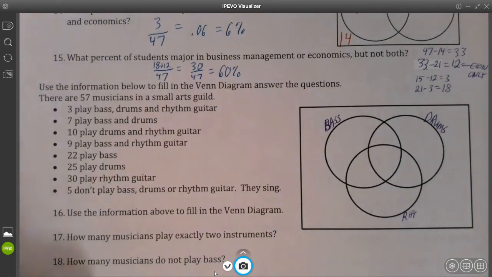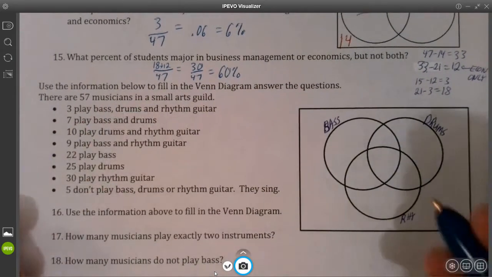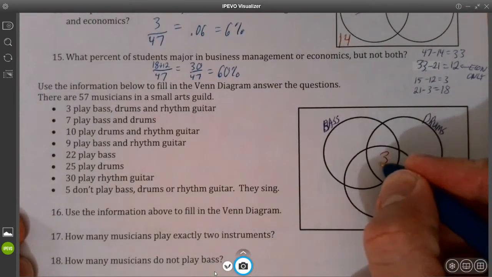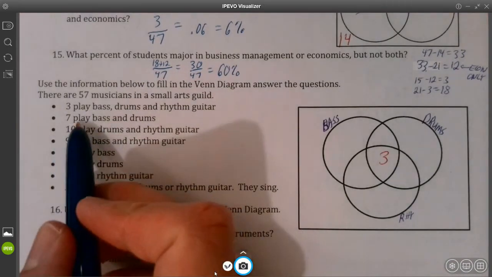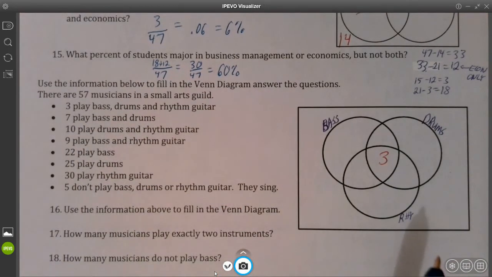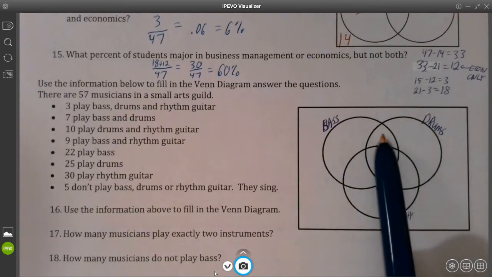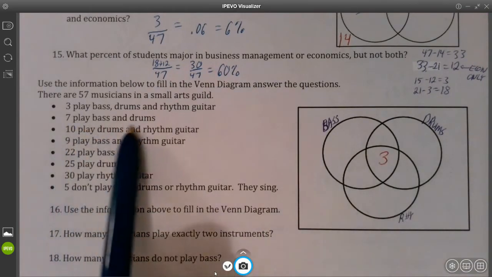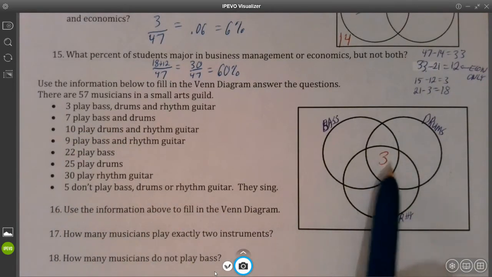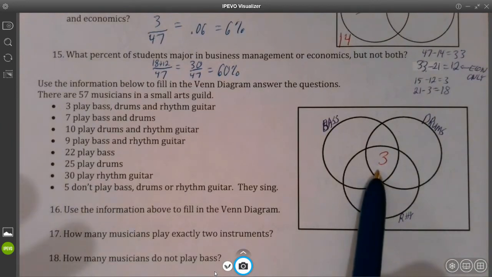So here it goes. 3 people play bass, drums, and rhythm. They are in all 3 circles. There are 3 people there, okay? And that's the very first bullet point. 7 people play bass and drums. So you might be like, bass and drums? So that's 7. Ha ha ha. No, this is 7, okay? These 7 people that play bass and drums, 3 of them also play rhythm guitar. Okay, I want you to be aware of that.